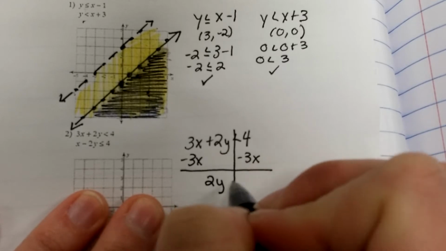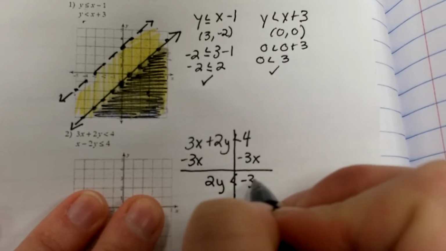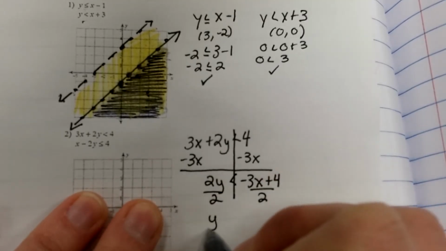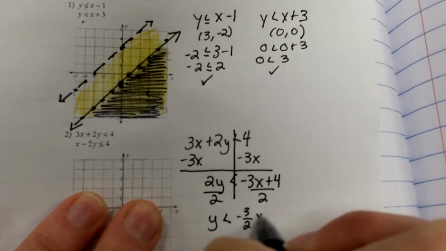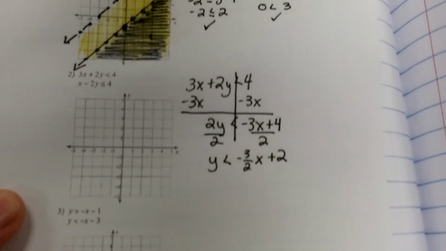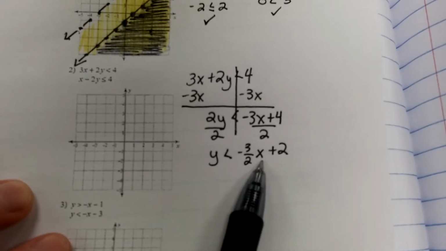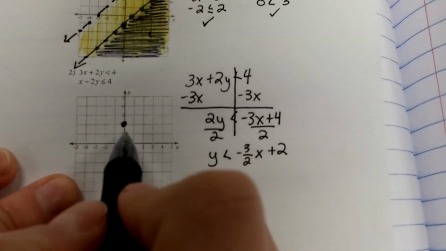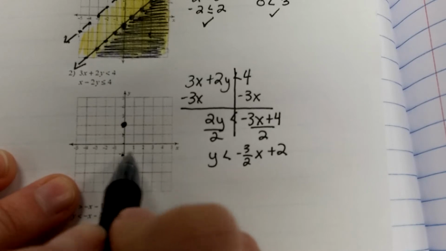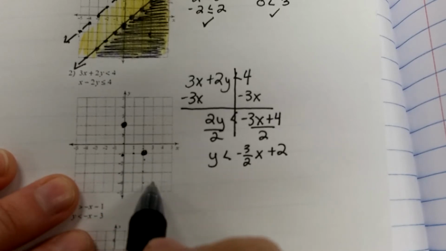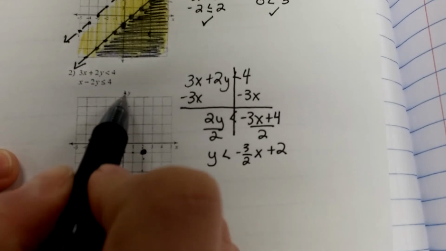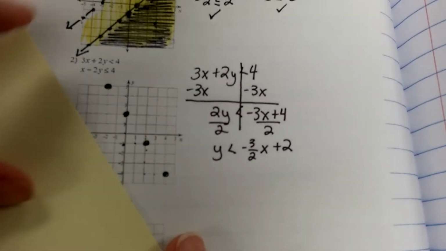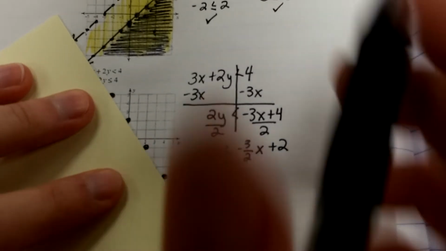So that gives me 2y is less than negative 3x plus 4. Divide both sides by 2. And I have y is less than negative 3/2 x plus 2. So in order to graph that, I'm going to need a dashed line. And I'm going to start at a positive 2, and my slope is negative 3/2, so I'm going to go down 3, and then I'm going to go to the right 2. Down 3, right 2. And on this side, I'm going to go up 3 and left 2. Connect those together using a straight edge, and again, it's a dashed line, so we want to make sure we remember what kind of line to use.